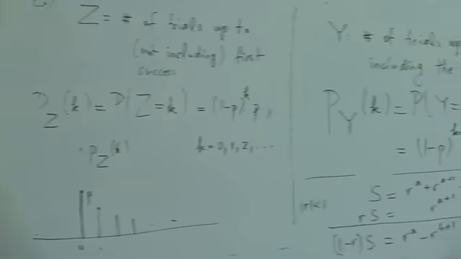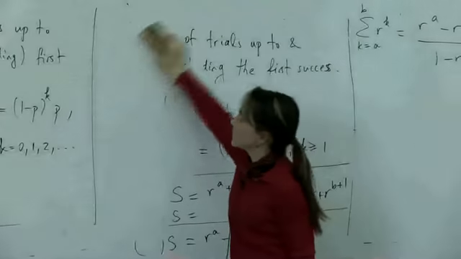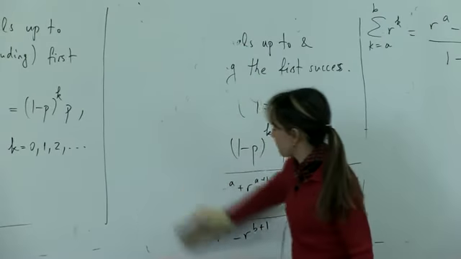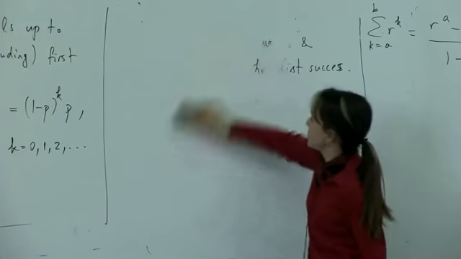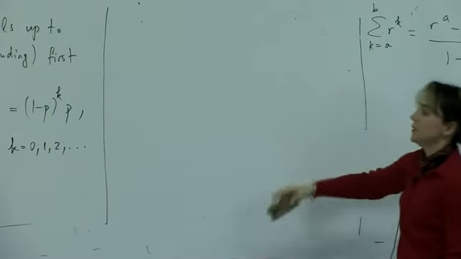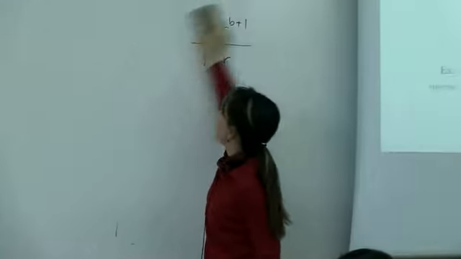Any questions? Sometimes in some books this is defined as a geometric random variable, but in our textbook the other one, Y, is defined as the geometric random variable. So we'll stick with that definition. Let's see what's next.